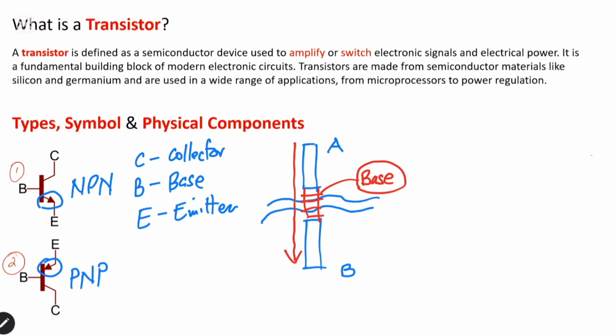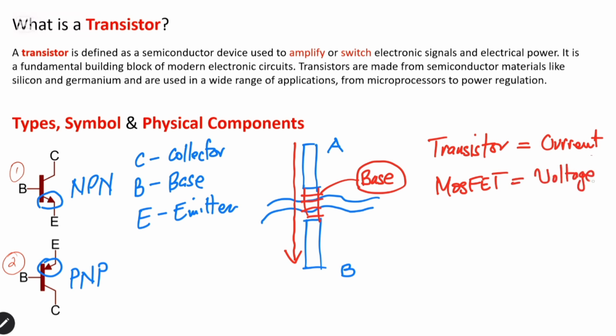When we talk about current, a transistor operates based on current, while the MOSFET, which we will discuss later on, is controlled using voltage. So the control mechanism acts as a bridge from path A to path B. Without this control mechanism, you cannot move current or voltage from one place to another. We can summarize by saying a transistor is a current control device and the MOSFET is a voltage control device. This is very important for you to understand.